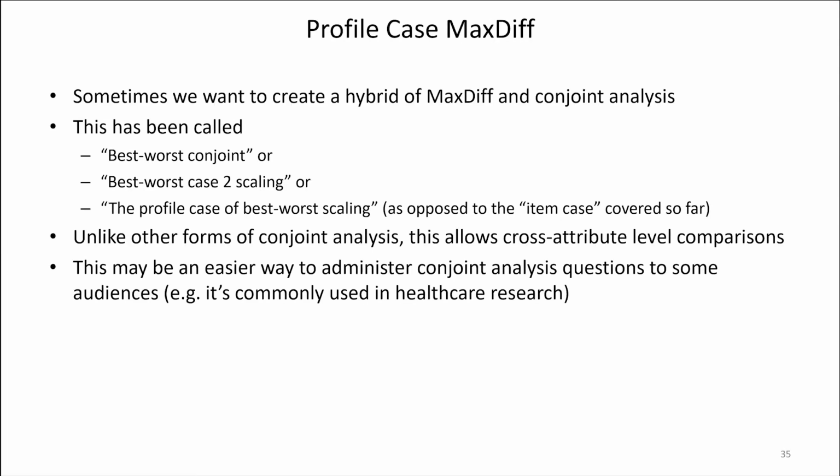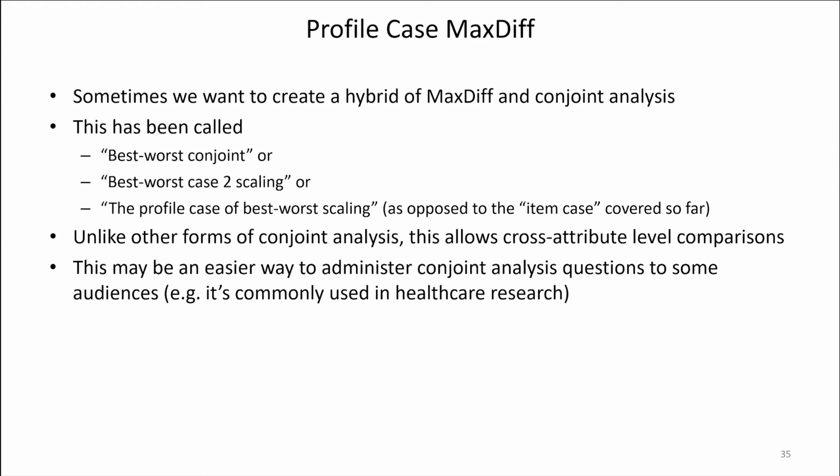And finally, our last topic before we turn it over for questions. So best-worst case 2 scaling, or the profile case of MaxDiff, is sort of a hybrid between MaxDiff and conjoint analysis. It's gone by a lot of names over the years. It was originally called best-worst conjoint. Unlike other forms of conjoint analysis, this profile case of MaxDiff allows us to do cross-attribute level comparisons.